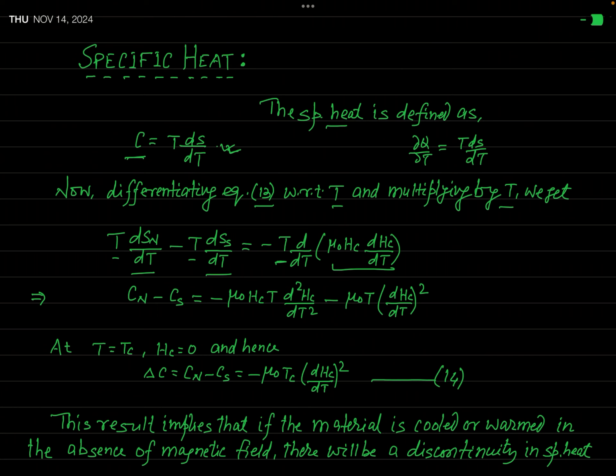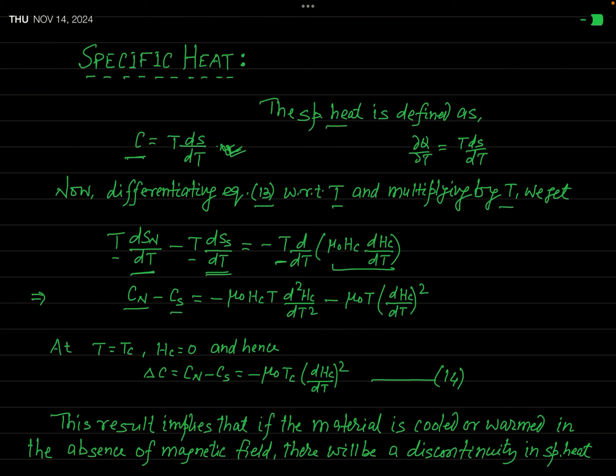Now, from this definition of specific heat, you can see this T times dSn by dT will be simply equal to Cn, which is the specific heat of the material in the normal state. And this T times dSs by dT is Cs, the specific heat in the superconducting state.